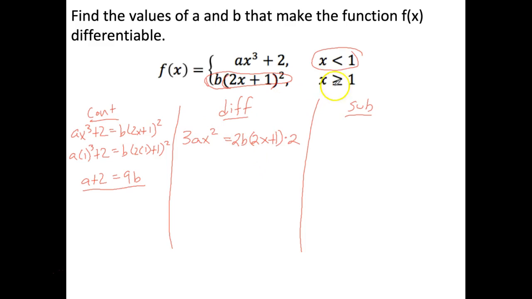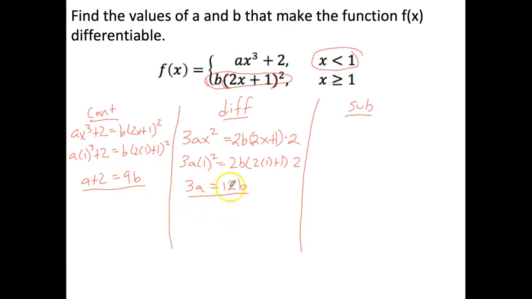And now we can plug in 1 for x. So we got 3a times 1 squared equals 2b times (2 times 1 plus 1) all multiplied by 2. Okay, this is just going to be 3a equals, multiplying all this out, okay, this is going to be 3 right here, times 2 is 6, times 2 is 12b. Okay, I'm going to stop right there.